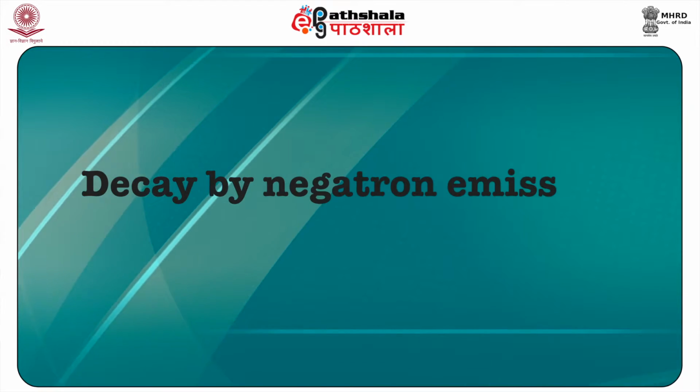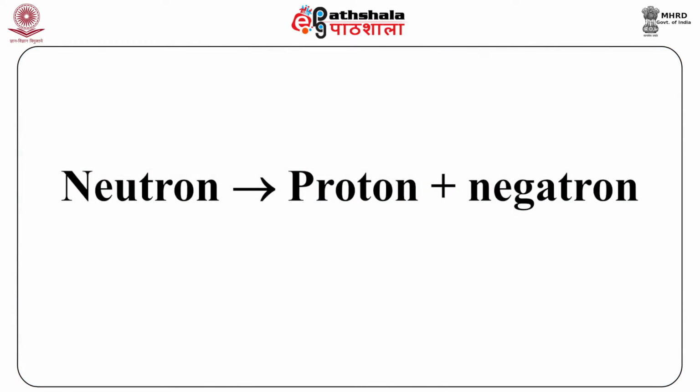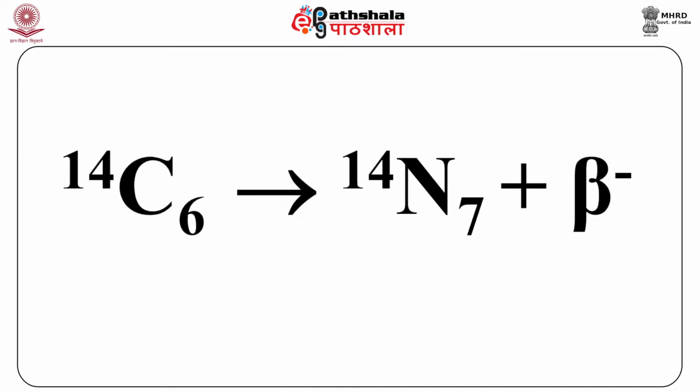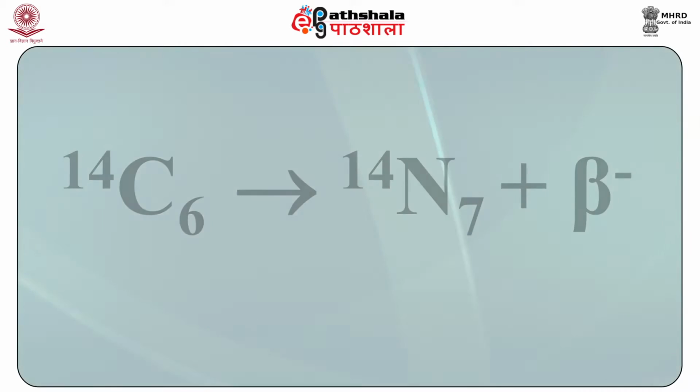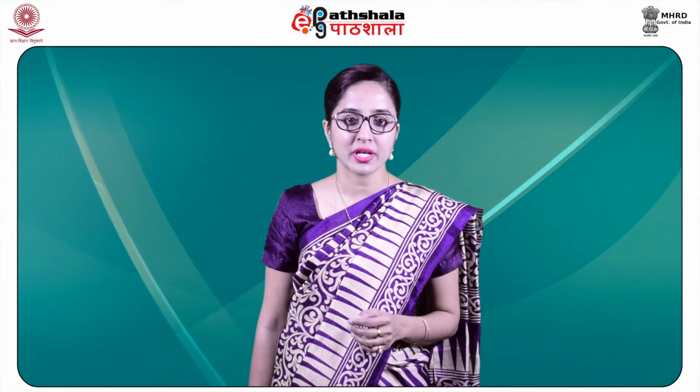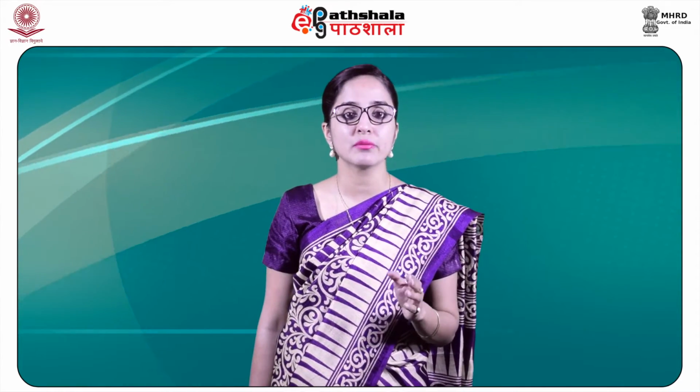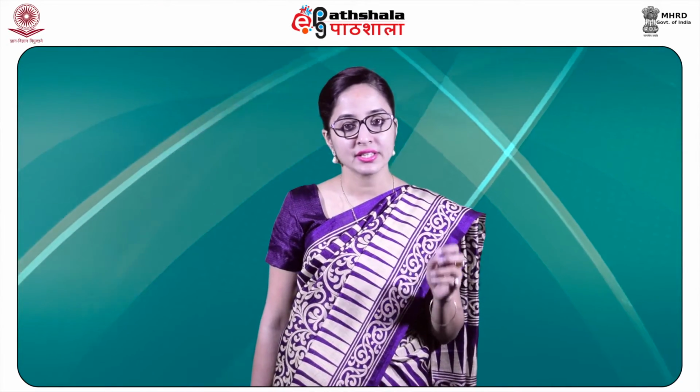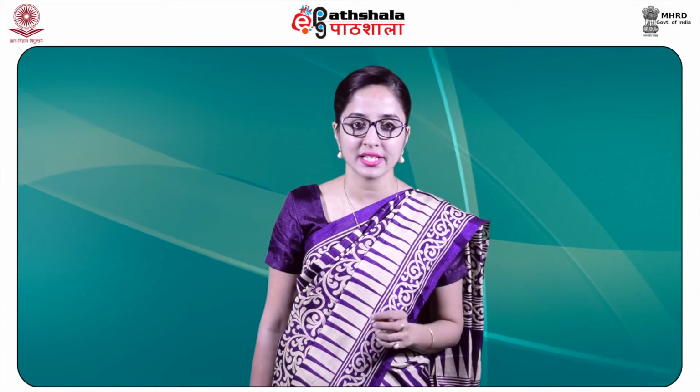Decay by negatron emission. Some isotopes decay by emitting negatively charged beta particles called negatrons or beta negative. So a neutron is converted into a proton and a negatron. An isotope frequently used in biological work that decays by negatron emission is carbon-14, and this equation is shown to you here. This emission is very important for biochemists because many radionuclide decays occur by this mechanism. Examples include carbon-14, which is used to label organic compounds, sulfur-35 used to label methionine for protein study, and phosphorus-33 and phosphorus-32 as nucleic acid labels.